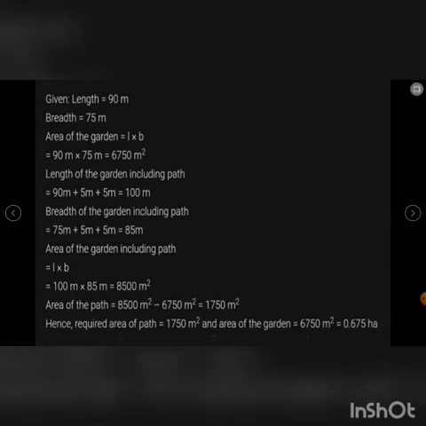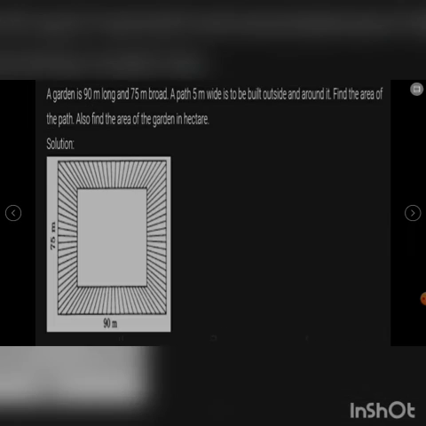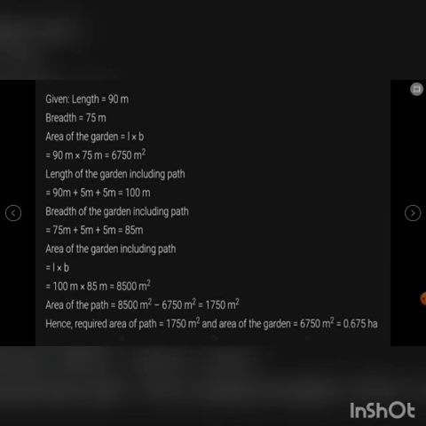Now how will you find the path alone? Area of the path alone means from the larger area subtracting the smaller area, you will get this remaining area. So subtracting 8500 minus 6050, you are getting 1750 meter square. This is the area of the path.